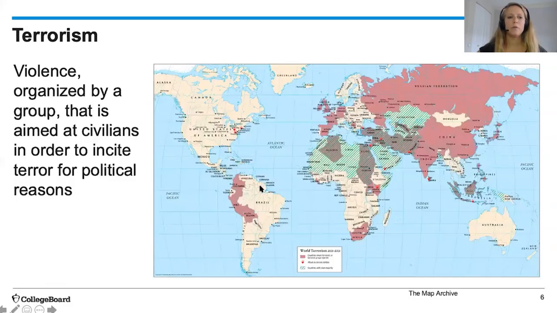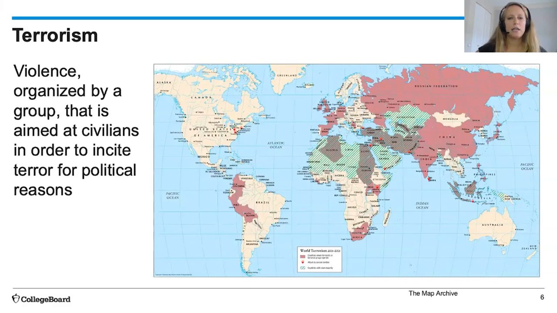First, we have terrorism, which can be defined many different ways, and sometimes the definition is argued, but it's usually considered to be some kind of violence that's organized by a specific group for political aims, and it's often therefore aimed at citizens to incite terror. As you can see by this map of where terrorism is happening in the world, there's a lot going on that are considered terrorist acts, terrorism all over the world right now.